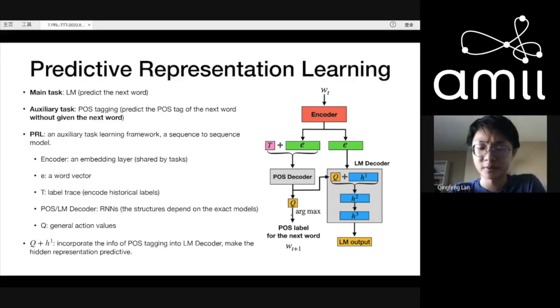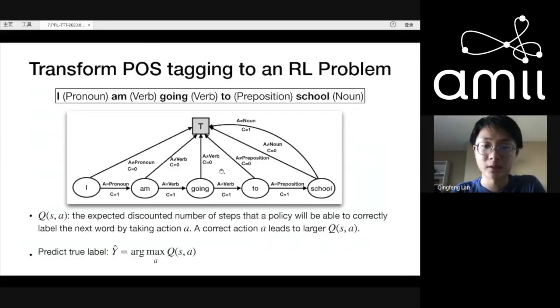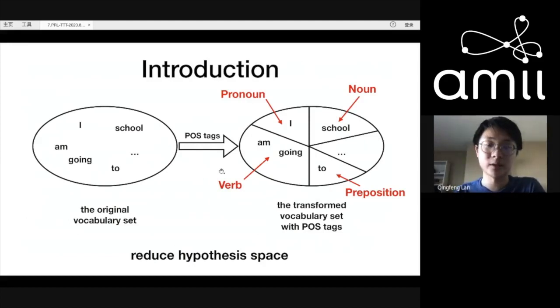I think the first reason is that the language model decoder has the information of POS tagging, and as I explained here, we can reduce the hypothesis space. And the second reason is that the action values not only encode the information of the next step, but all future steps. But for supervised learning, if you use the probability distribution, it only includes the information of the next step, but not the future information. So these are two different representations.